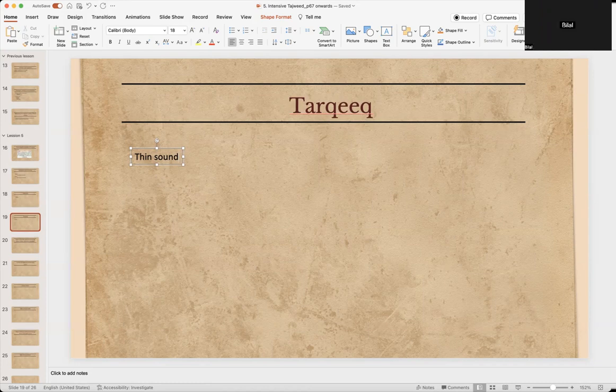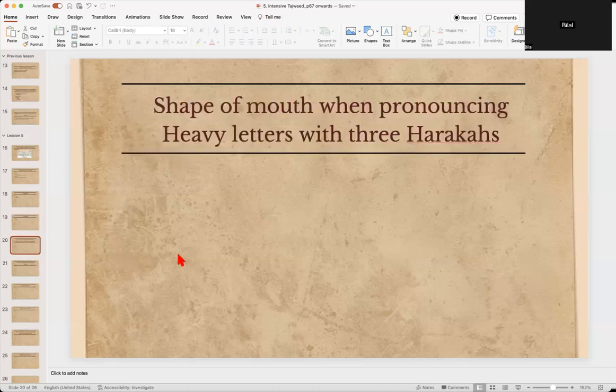The shape of the mouth when pronouncing a heavy letter with its three harakas. So with the fatha, maftuh, then madhmum with the damma, and with the kasra, maksur. All three, how a heavy letter is pronounced with the three harakas. The book has illustrated all three with pictures. So the book has a general guide of what the fatha, damma and kasra look like.